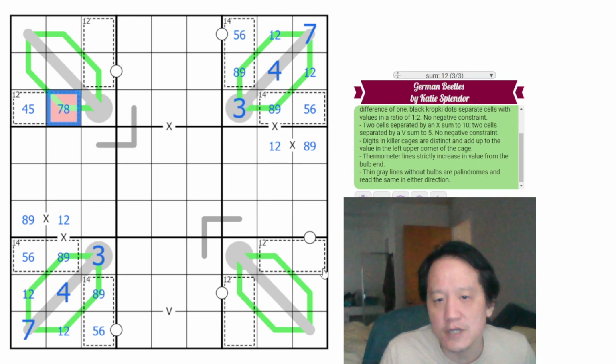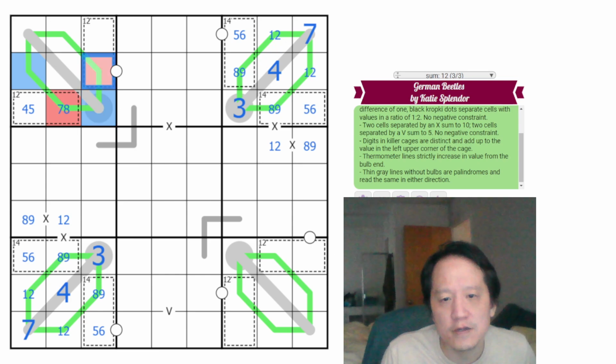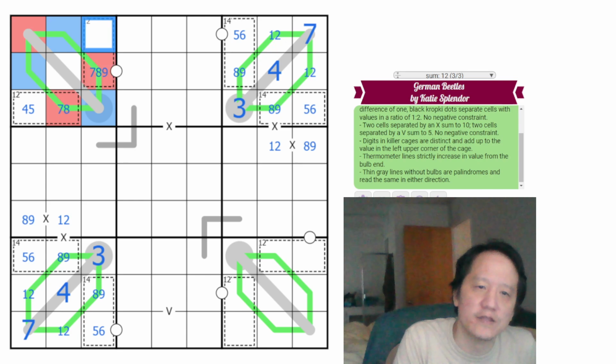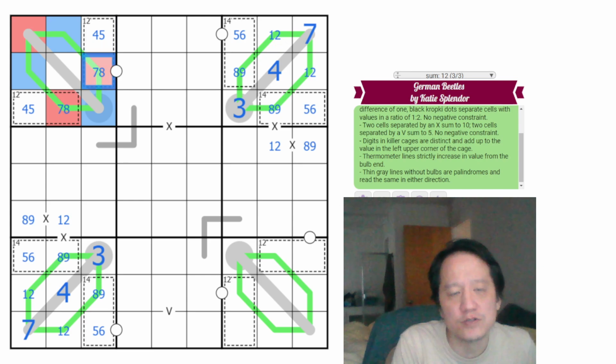So we know this is hot, this is cold, these are hot, and this is cold. So this has to be 7, 8, or 9, and this is 3, 4, 5, obviously. It can't be 3. So this is 4, 5, 7, 8. We have 4, 5, 7, 8, 4, 5, 7, 8.